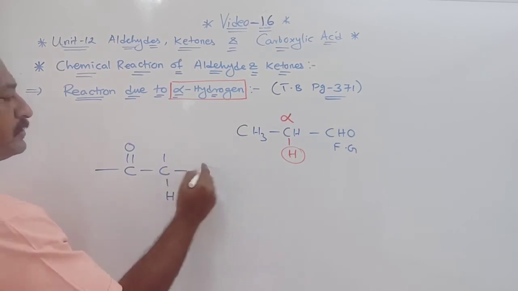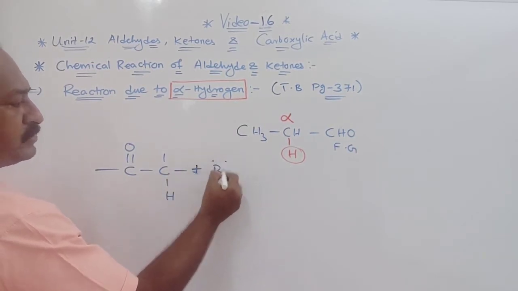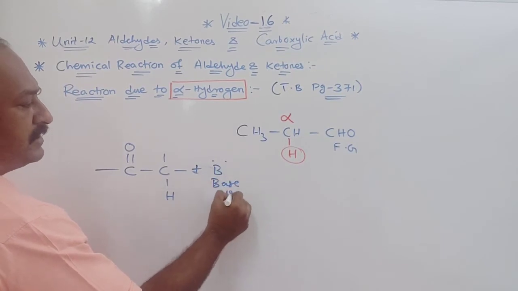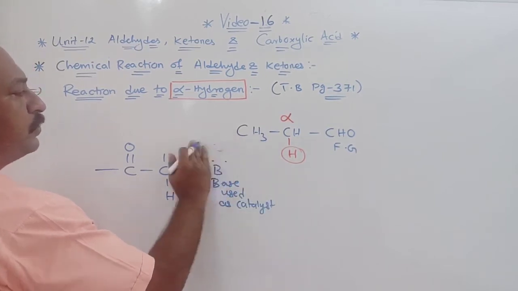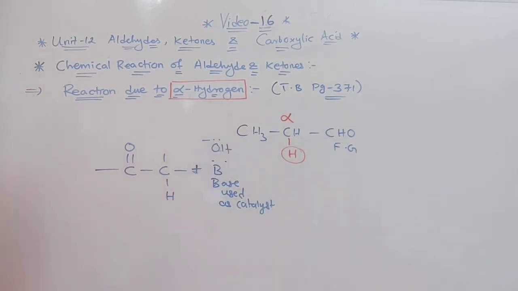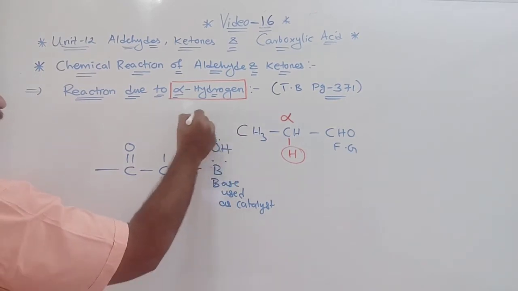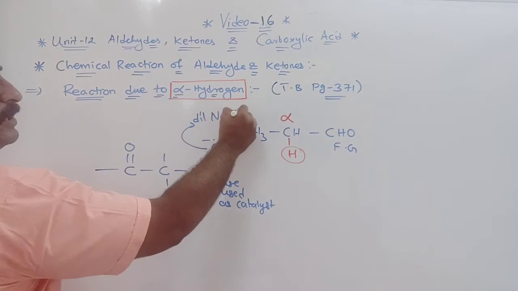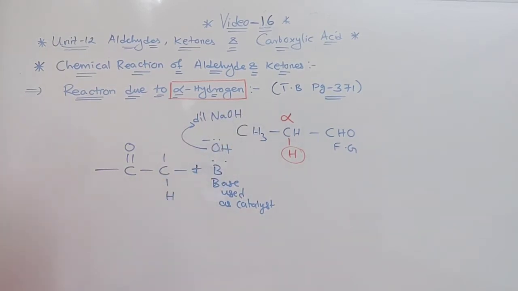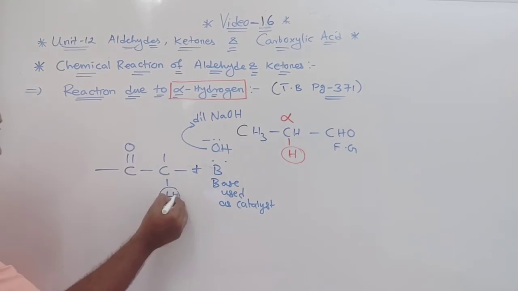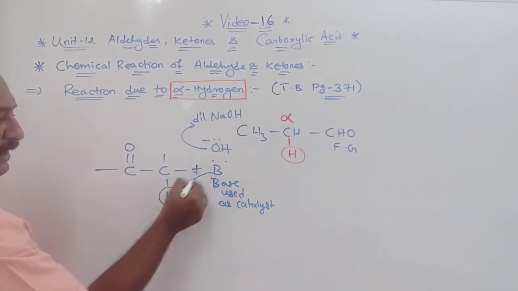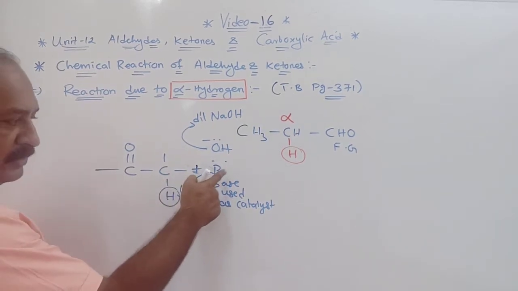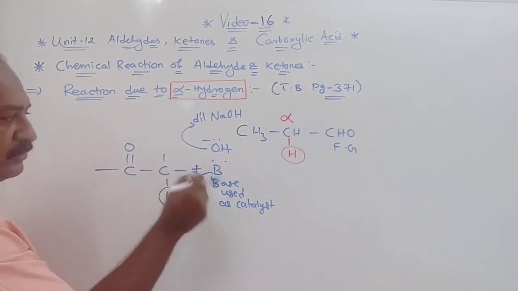When we use a base here, they have written B, but actually it is a base used as a catalyst. As a base you can use OH minus also, and this OH minus we get from, suppose, dilute NaOH. So the base is used as a catalyst. This hydrogen will be attacked or taken by this base. Now in your book they have shown an arrow like this, meaning the nucleophile or base will attack this hydrogen and remove it.